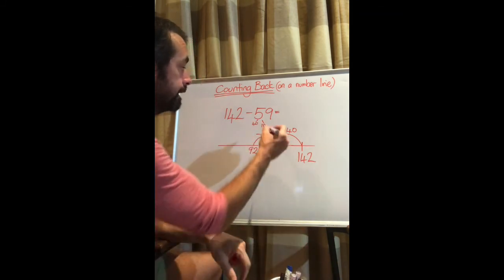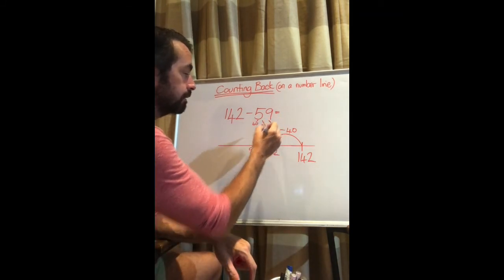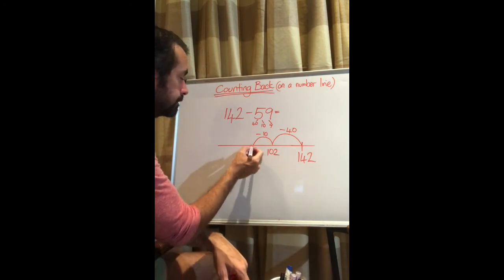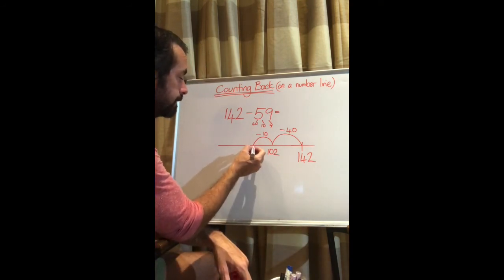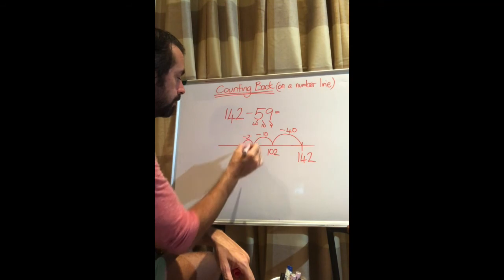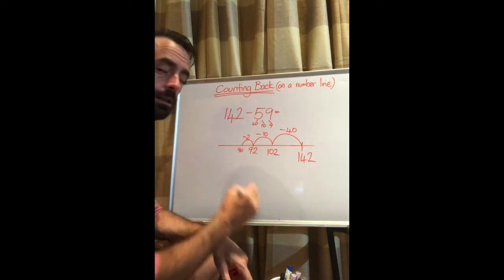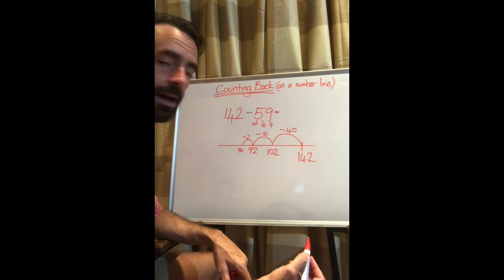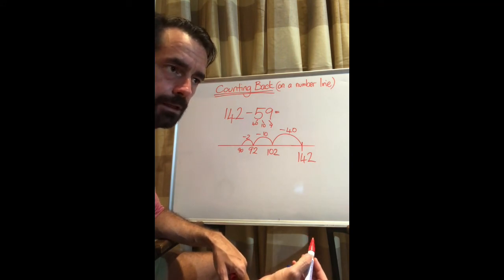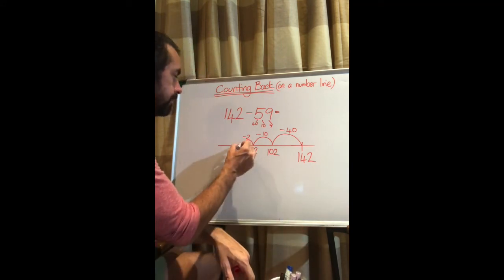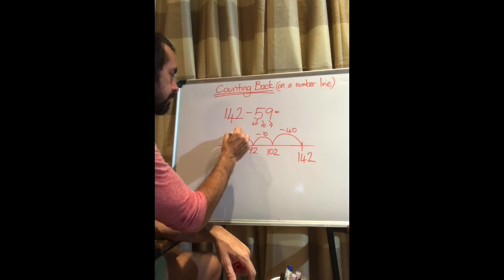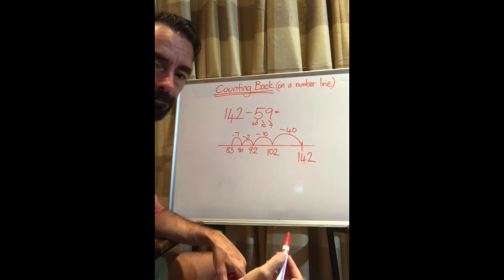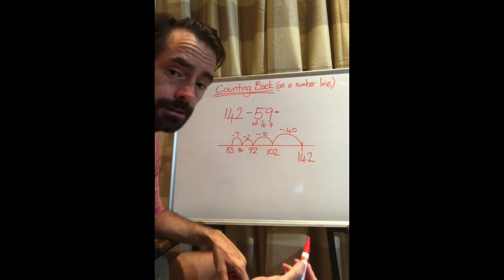So all I need to do now is take away 9. Right, so if I take away 2, that leaves me with 90. Nice round number to work from. And now I just need to take away 7. So 90 take away 7 leaves me with 83. And that's the answer.